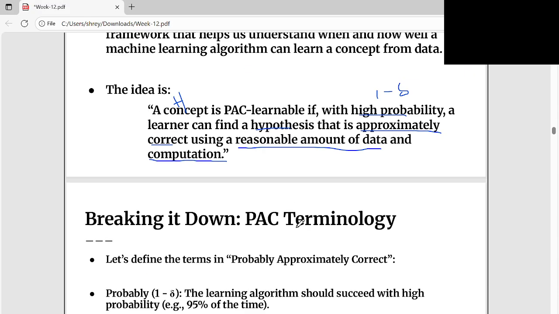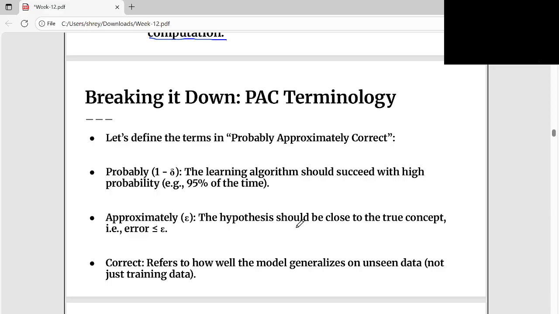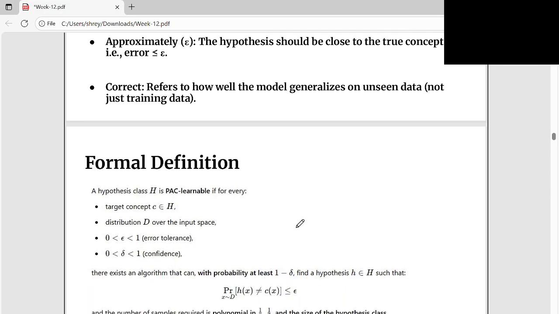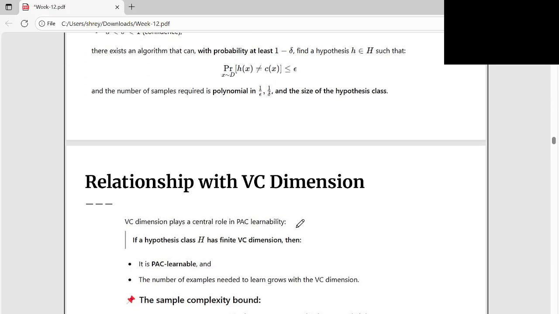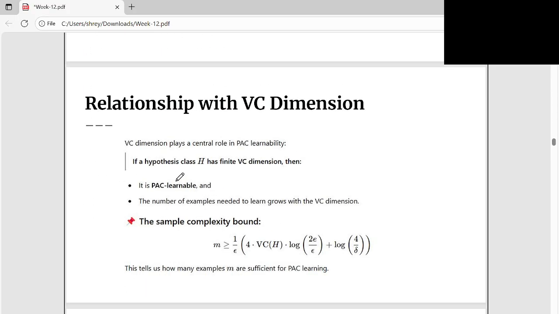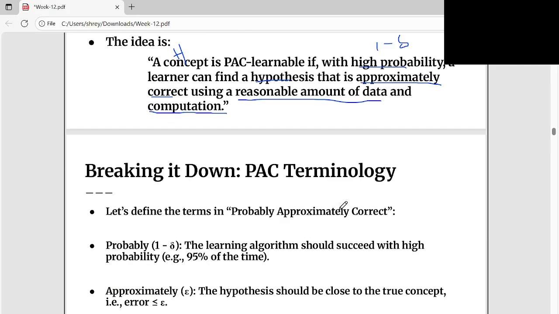Okay, so this is called PAC learnable. Here also they have written all of what I have discussed right now, so you can go through that. It's the same thing. Its relationship with VC dimension: we can say that VC dimension plays a central role in PAC learnability. Why? If a hypothesis class H has finite VC dimension, finite meaning a number like 2, 3, 5, 7, then it is PAC learnable. And the number of examples needed to learn grows with the VC dimension.